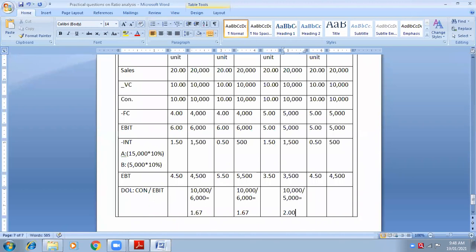Similarly, for plan B, you have contribution 10,000 and you have EBIT 5,000. So I think it would be the same. Answer 2.00, same for plan B. Is it clear, everybody now? Yes, ma'am. So in the same way you have to calculate for DFL.